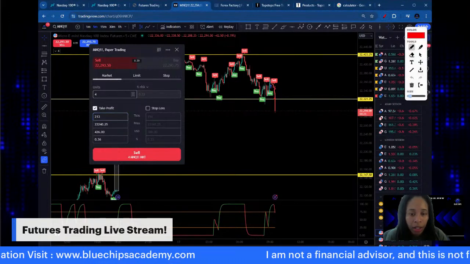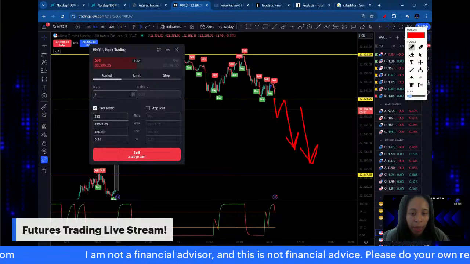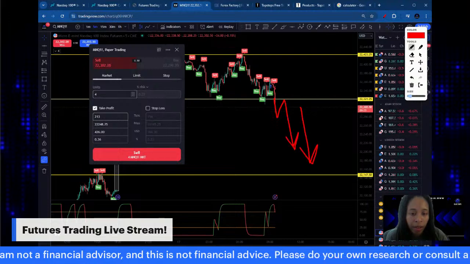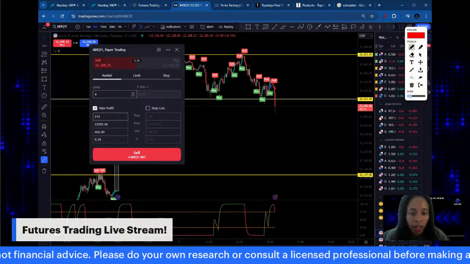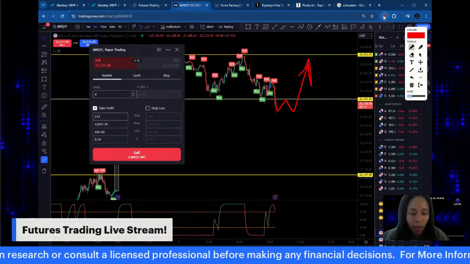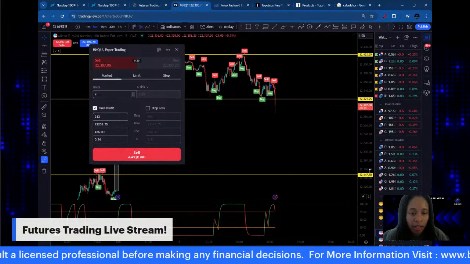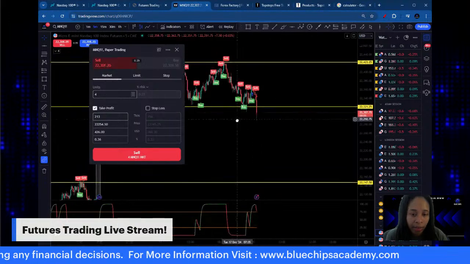So what could happen is we can get a pullback and it can drop, or we can keep dropping, right? Or we could get a double bottom here. Okay. So I'm waiting until this candle closes so I can see exactly what's going on. Okay, so we're getting a wick at this candle right here.